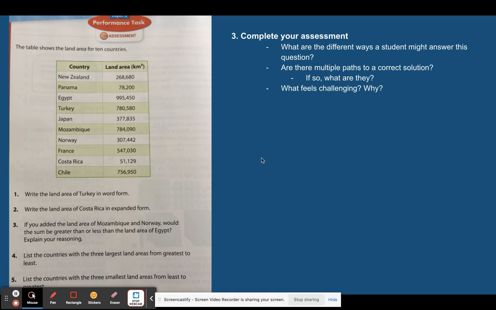So now let's take a look at the assessment that aligns with the unit that we're unpacking. This is the summative assessment at the end of the unit that Katie tackled. I'm going to go ahead and take this assessment now. As I'm taking this assessment, I'm going to ask myself, what are the different ways a student might answer this question? Are there multiple paths to a correct solution? If so, what are they? What feels challenging and why? If you really want to push your thinking, feel free to pause here and try to take the assessment on your own.